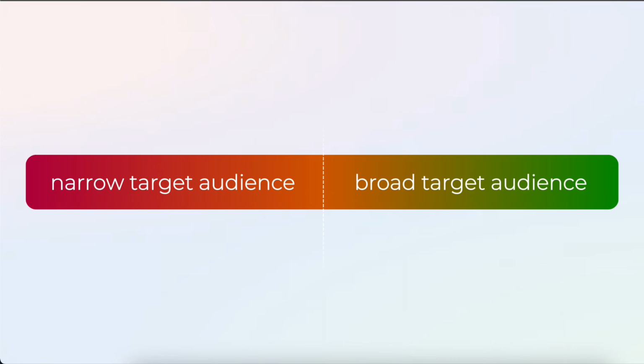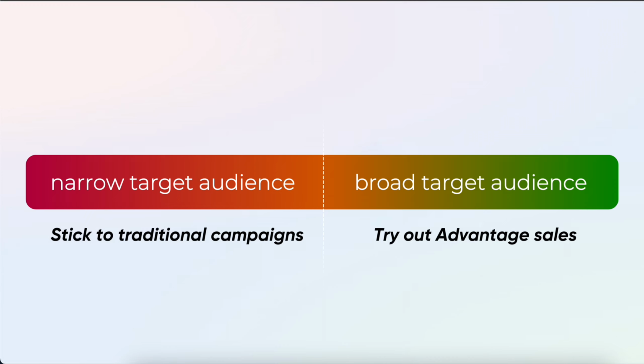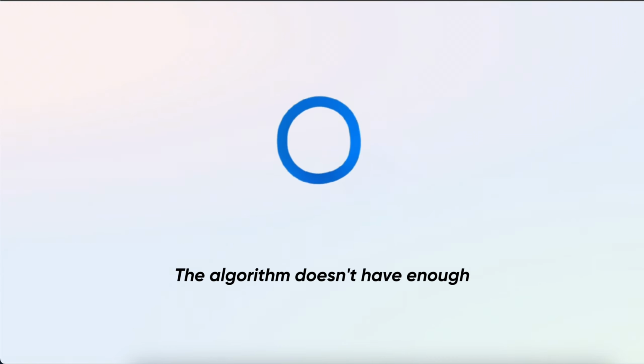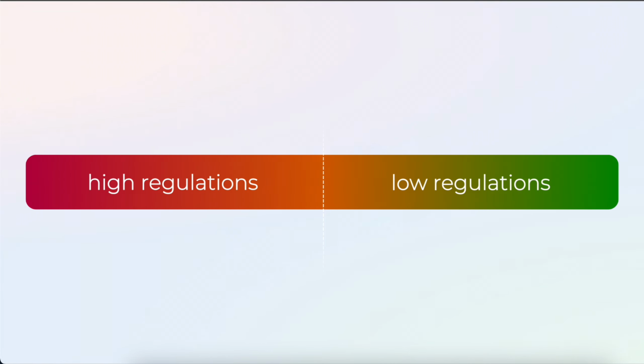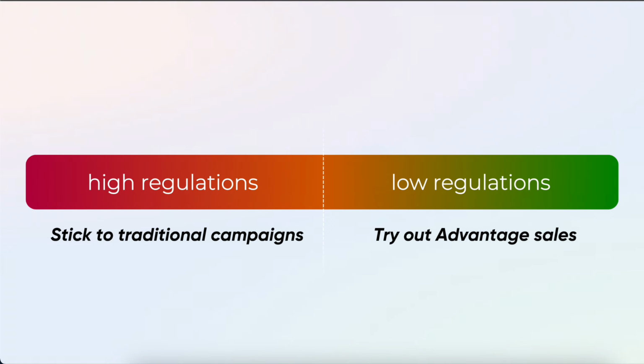Scenario number 2, if you have a very specific, narrow target audience, like B2B software or a dental practice, traditional campaigns will outperform Advantage Plus sales because the algorithm doesn't have enough similar users to expand on. And scenario number 3, if you're in a highly regulated industry with specific compliance requirements, the lack of audience control in Advantage Plus sales can cause issues for you.